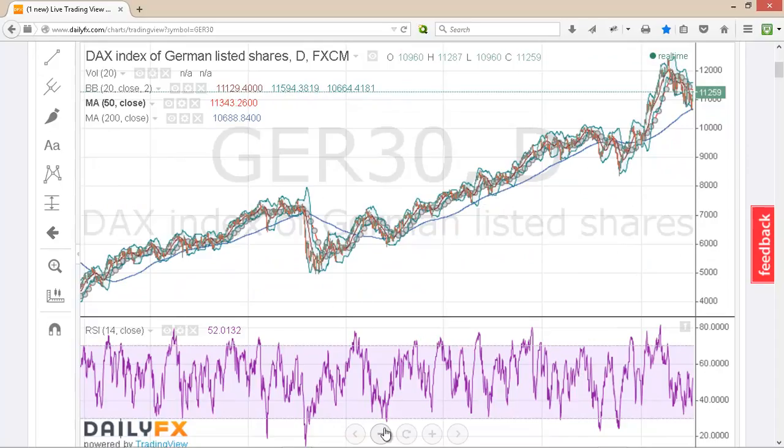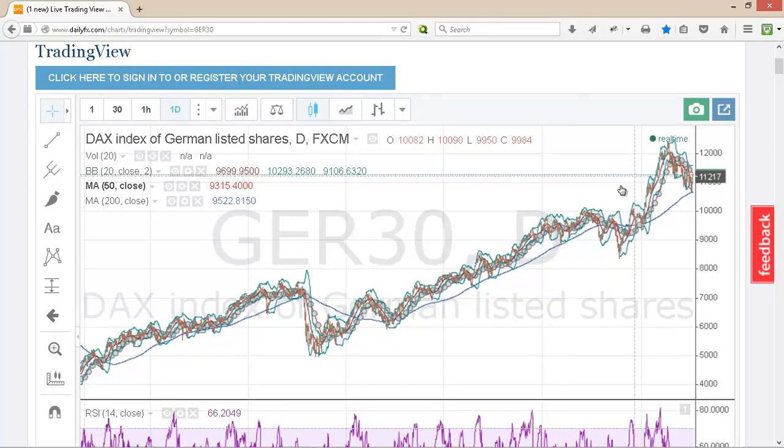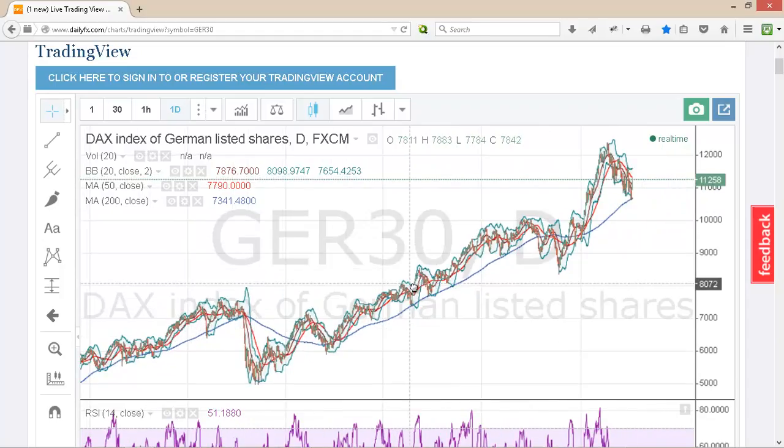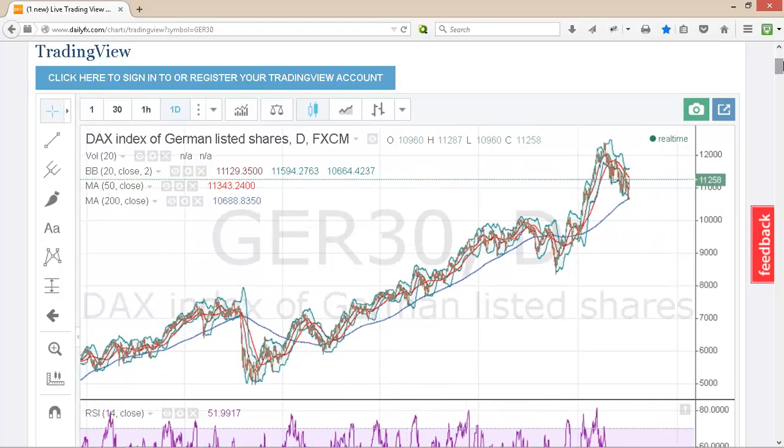Okay, so this is zooming back a lot. That's the point. So what I want to do here is say, look at the blue line, which is the 200-day moving average. And you can see it's rarely broken.